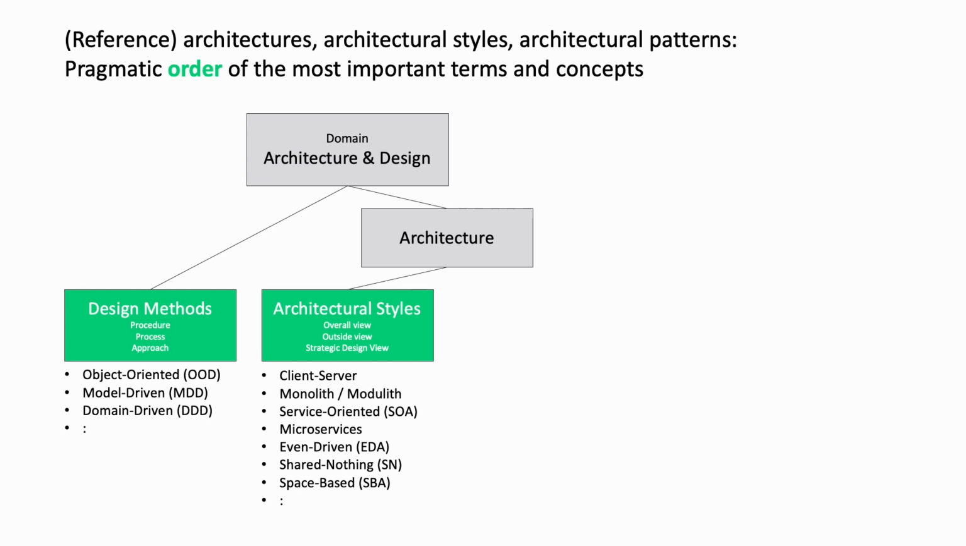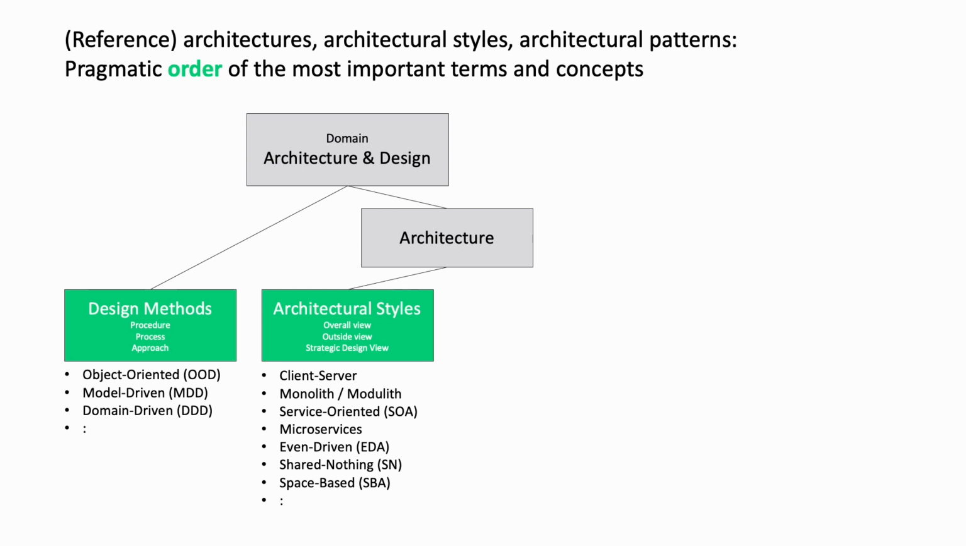Here we classify everything that has the character of an overarching basic structure and defines how a software system is structured as a whole or in the large. We do not look deeper into the details of the individual component types, which is why it is more of an external view. And it is also a rather strategic design view.